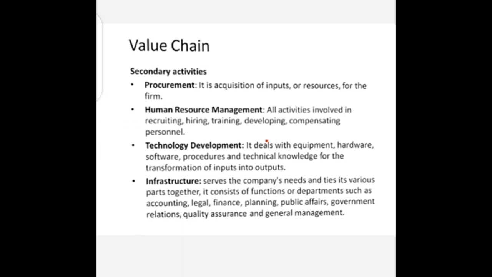So secondary activities include procurement. Procurement is the acquisition of inputs or resources for the firm. Like we will acquire the necessary inputs that will be necessary to produce our output. Then there is the human resource management, like who will perform the tasks, and all the activities involving recruiting, hiring, training, developing, compensating the personnel that will be helpful in the production of output.